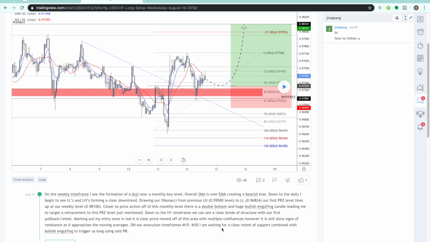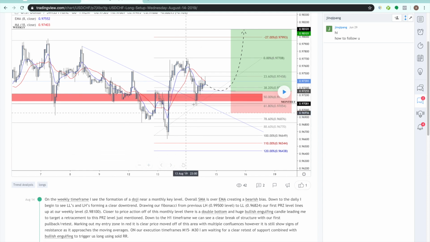So right now we're proceeding with caution, waiting for our confirmations to present themselves, waiting for the market to come to us. On our execution time frames, M15, M30, I'm waiting for a clear retest of support combined with a bullish engulfing to trigger us long using a solid RR. So we can sort of see right here, I'm looking to retest this level of support down here.